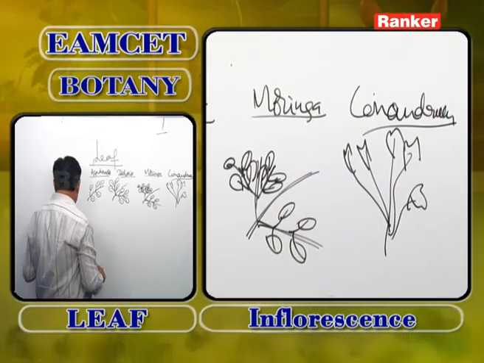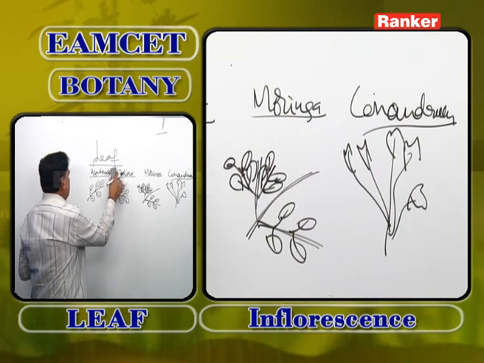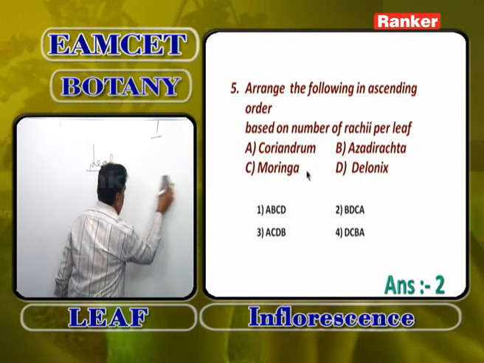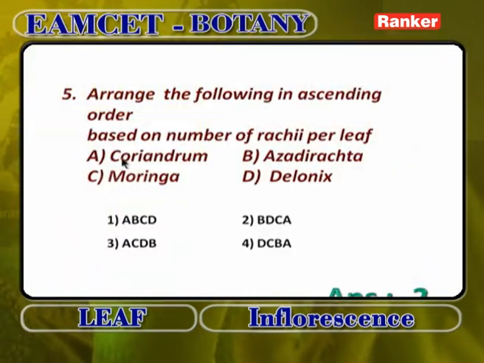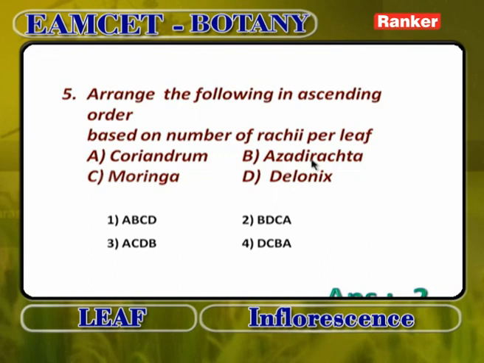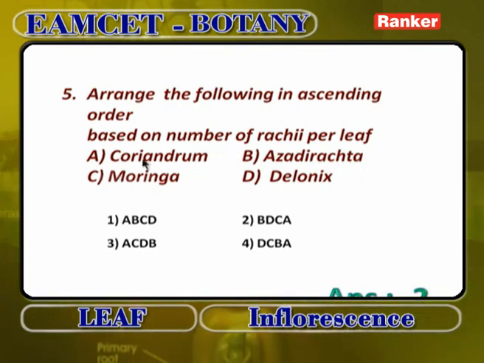So based on the number of rachis, the arrangement is 1 in Azadirachta, 2 in Delonix, 3 in Moringa, many in coriandrum. So arrange the following in ascending order from lower number to higher number. Ascending order based on the number of rachis per leaf is B, D, C, A. That is Azadirachta, Delonix, Moringa and coriandrum.